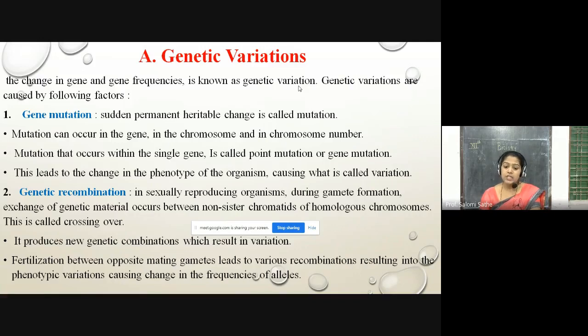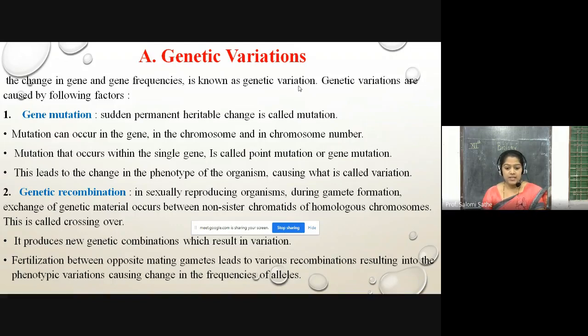Mutation that occurs within a single gene is called point mutation or gene mutation. What is point mutation or gene mutation? Mutation that occurs within a single gene. Changes that occur in one particular gene are called point mutation or gene mutation. Okay, this leads to the change in the phenotype of the organism, causing what is called variation.